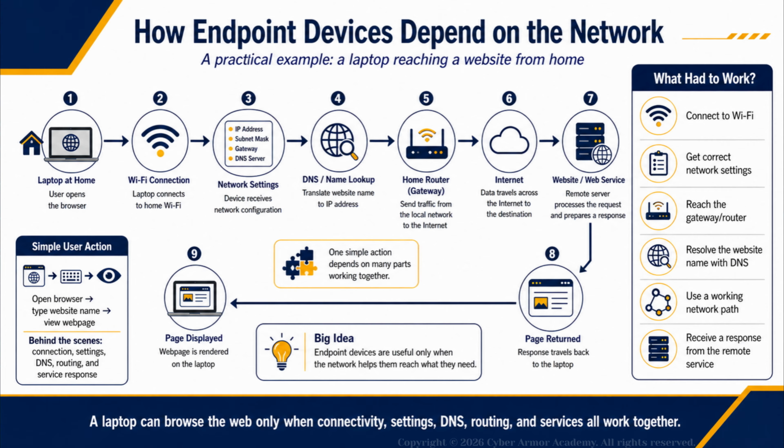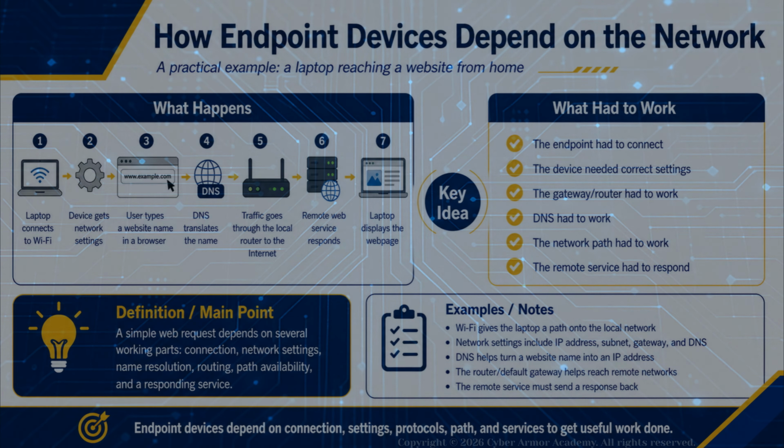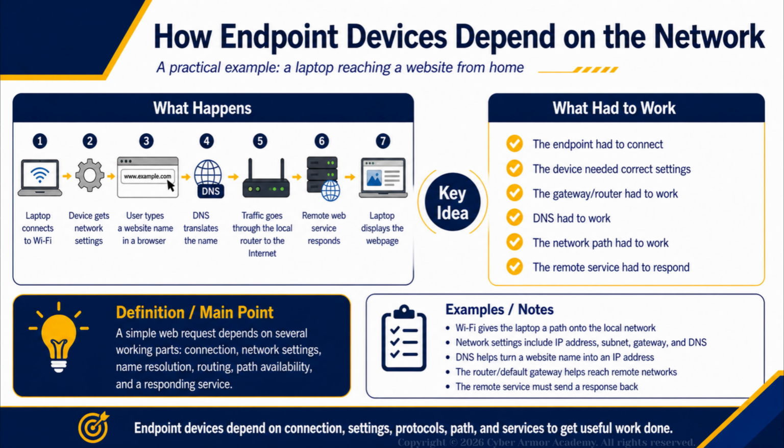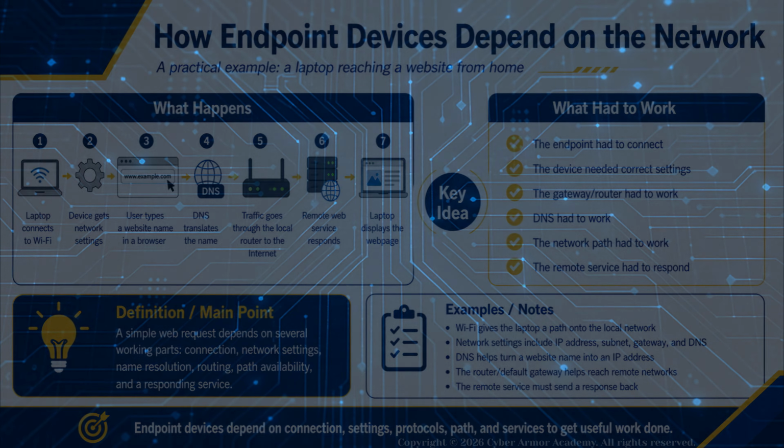Now think about how many things had to work for that one simple action. The endpoint had to connect. The device needed correct settings. The gateway had to work. DNS had to work. The network path had to work. The remote service had to respond. That is what it means when we say endpoint devices depend on the network.